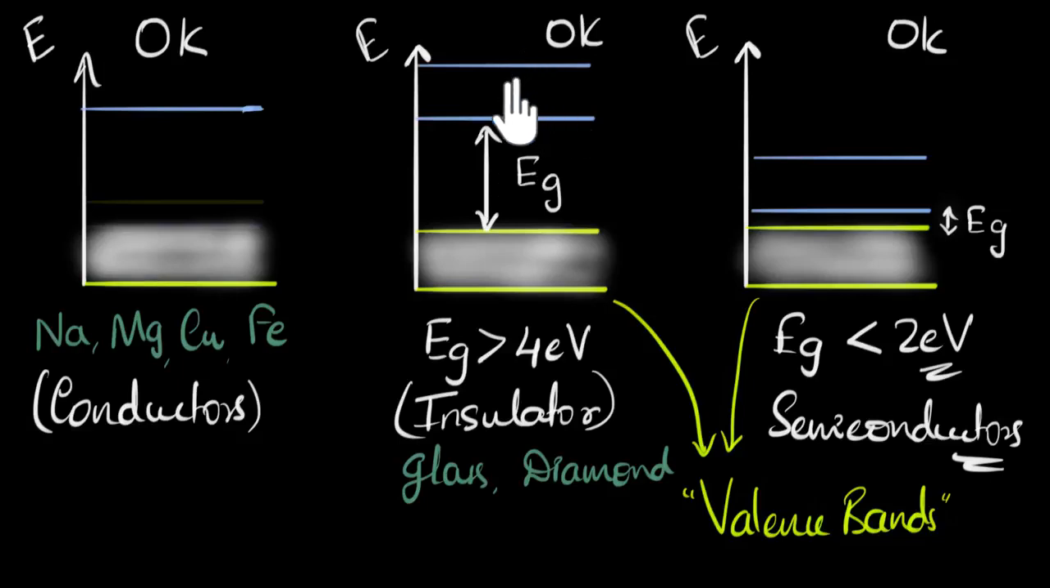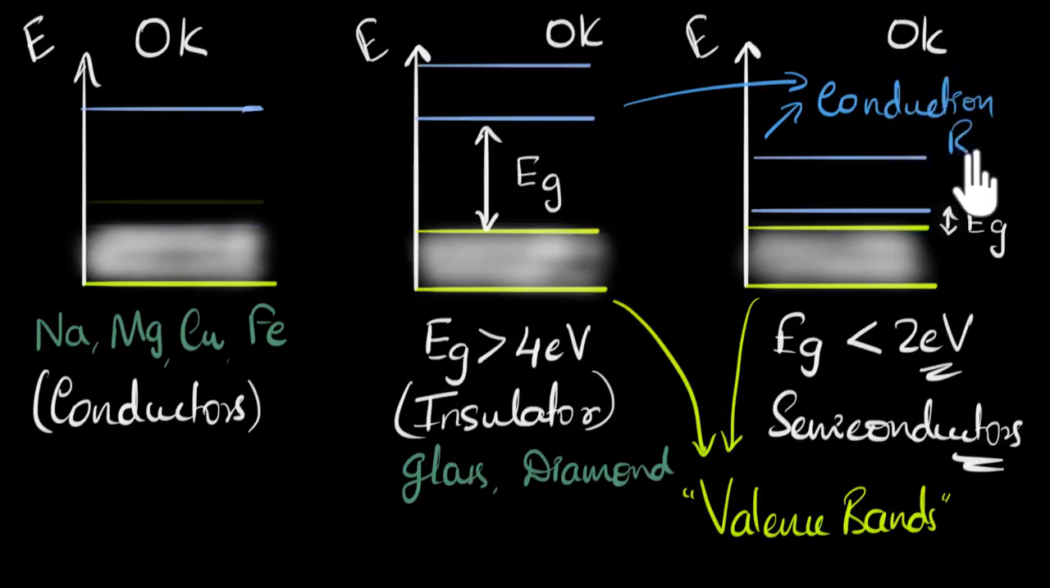And the next higher band in which conduction takes place, I mean the electrons have to go there to get conduction, we call that the conduction band. So these bands are called conduction bands. And notice at 0 Kelvin, the conduction band is always empty. Completely empty, at least for insulators and semiconductors.